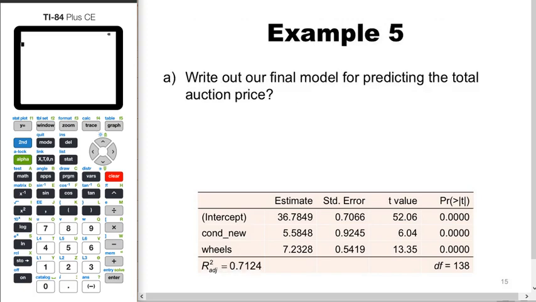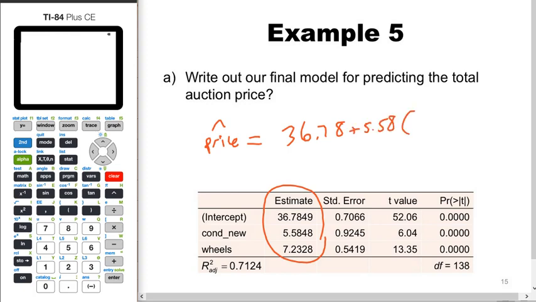So let's write out our final model for predicting the total auction price. So my prediction for price would be 36.78. Again, what we do is we read off our estimates. And then we did 5.58 for the condition. And then I would add 7.23 for each wheel.